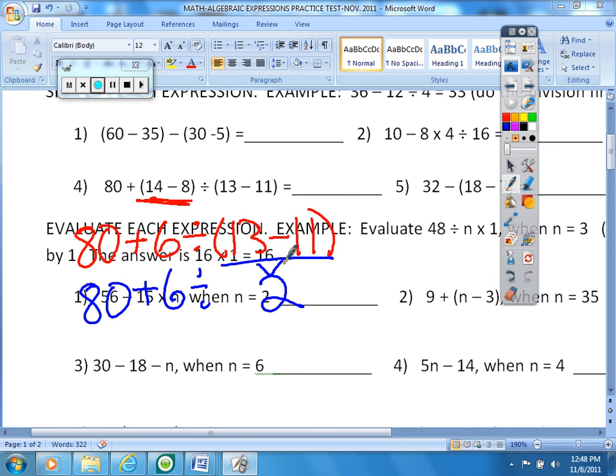You can see I've done that. This has been replaced with 6. Okay, now it's clearing up nicely. All right, what do I do now?